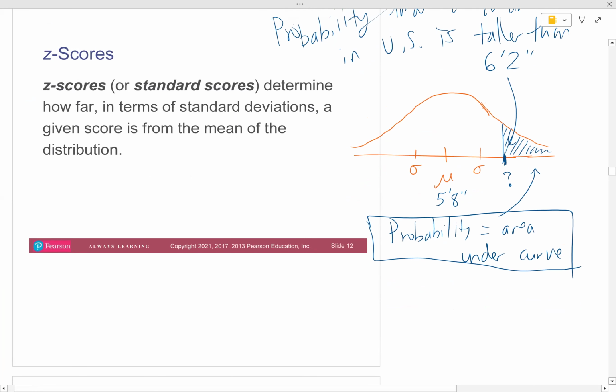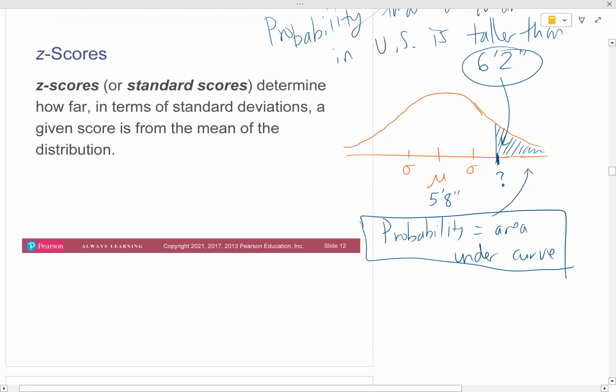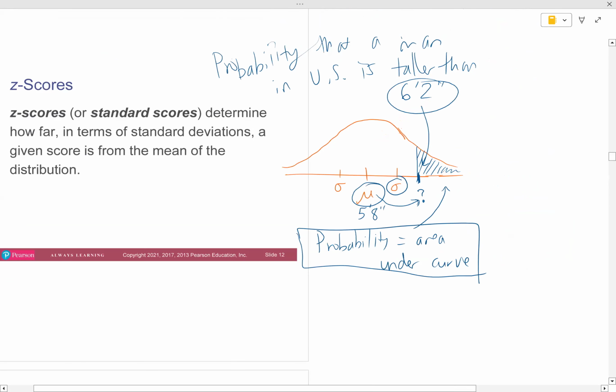That's what we want to do. So we're going to end up having to do something where we compare, like this guy. If I want to know the probability of being 6'2" or taller, what does that actual number depend on? It depends how far away from the mean it is. How far away is 5'8" from 6'2"? Of course, the closer they are, the probability will be higher. The further they are, the probability will be lower. And then also, how many standard deviations away is that number? That's kind of what it comes down to.